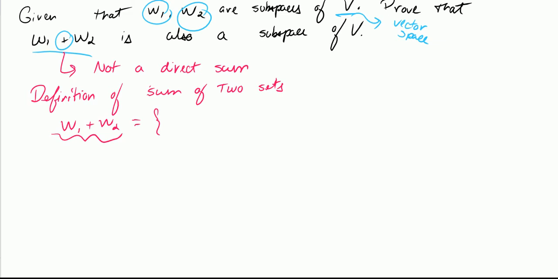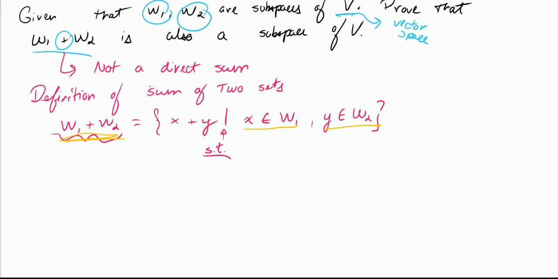So it's a set that contains the elements x plus y, such that x belongs to W1 and y belongs to W2. Basically what this is saying is that any element in W1 plus W2 is expressed by the sum of an element in W1 and an element in W2.